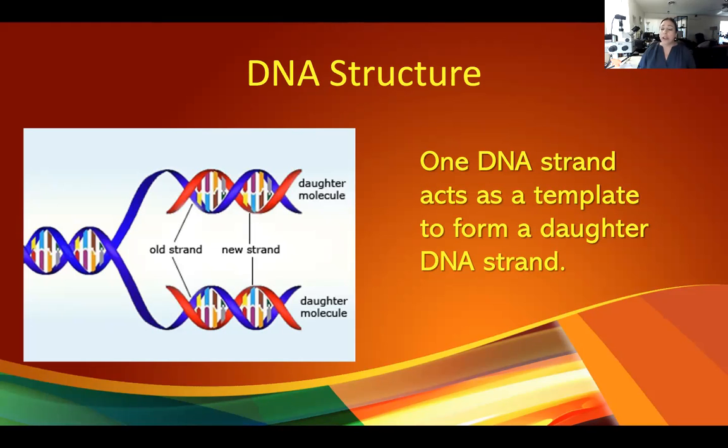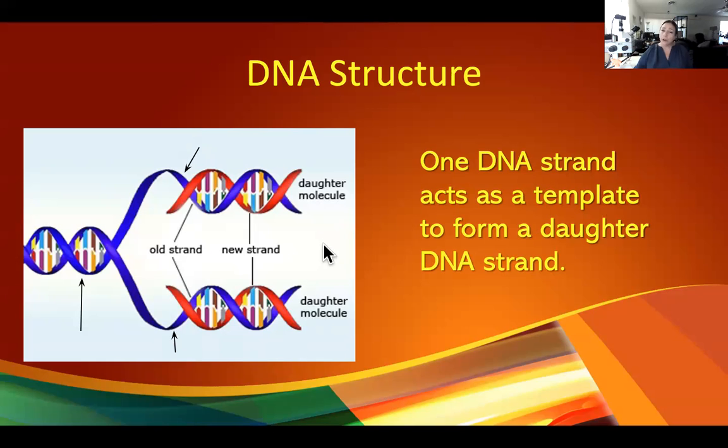Now, what I'm showing you here in this picture is one DNA strand will act as the template for a daughter DNA strand. So here we have in the picture a DNA double helix, right? That's how your DNA normally looks. Now, during replication, that DNA double helix will separate. So these bluish strands are what we are going to call the parent or old strand. This is from the original double helix.